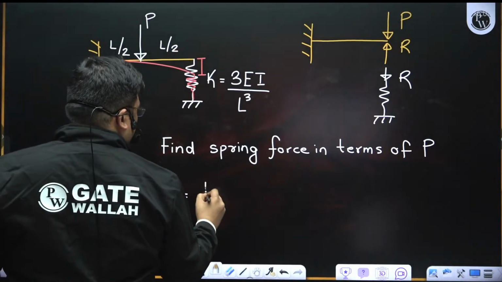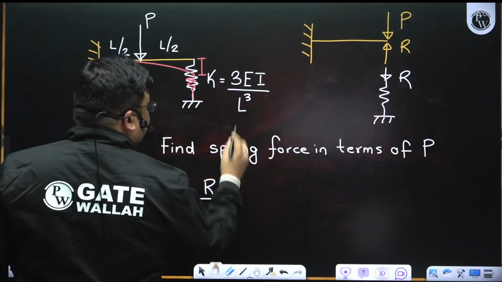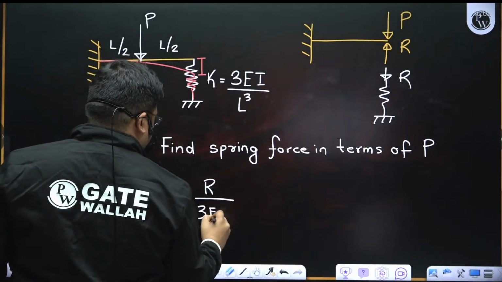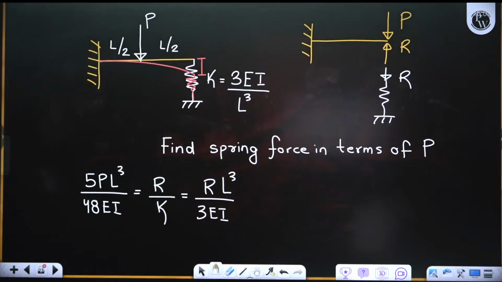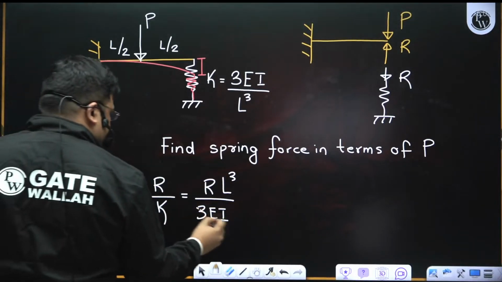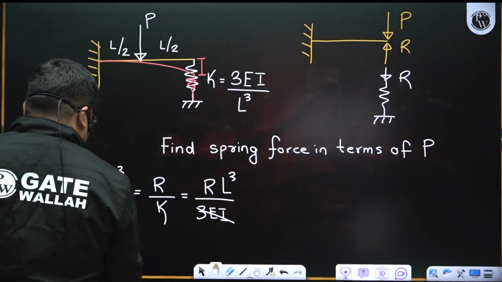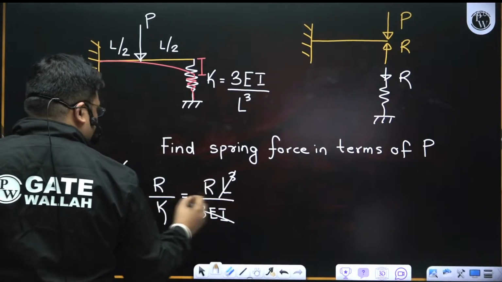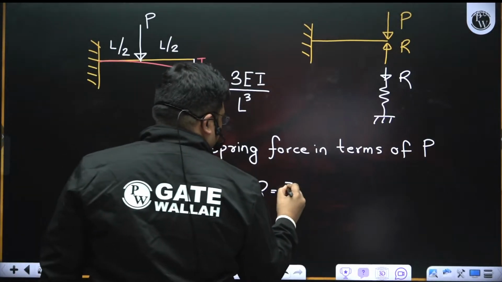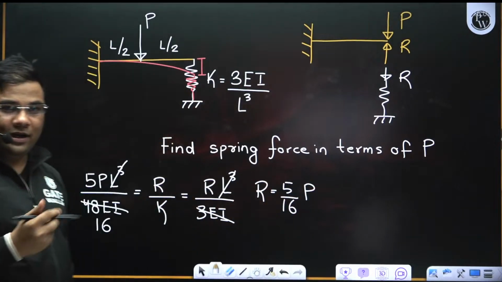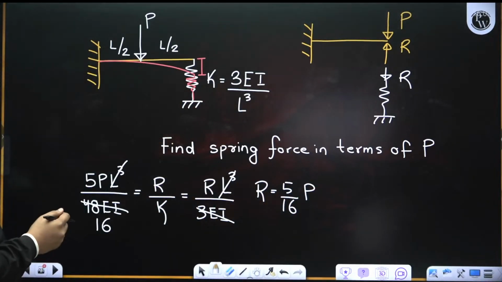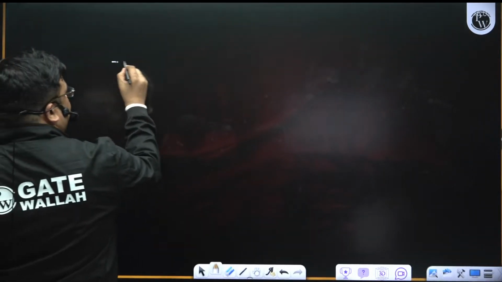So this is equal to R by K, and K is given as 3EI by L cube, right? So this gets cancelled, I get a 16 here. L cube gets cancelled. So R becomes equal to 5 by 16 LP. You see, so easily we are able to find out. So this kind of spring question, if you know the concept, you can easily solve. Now solve this question also.